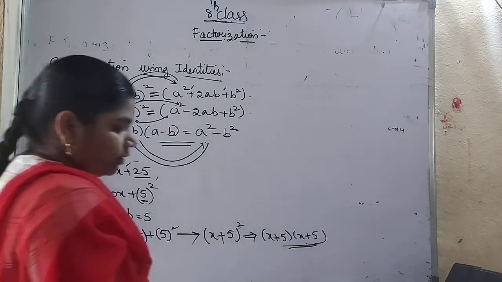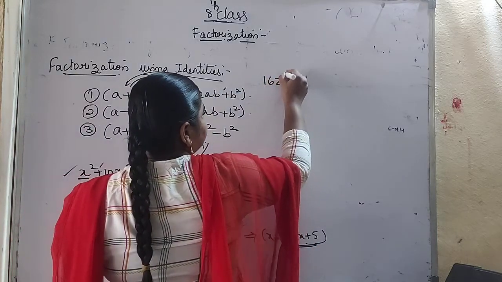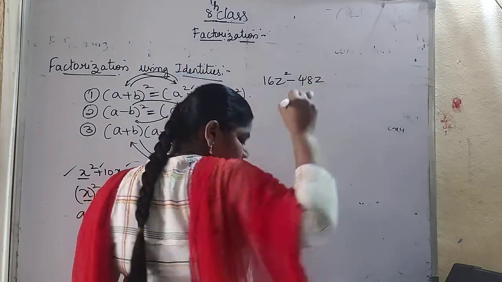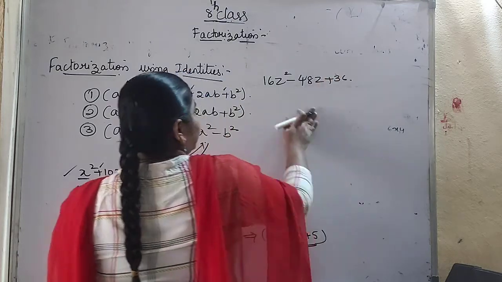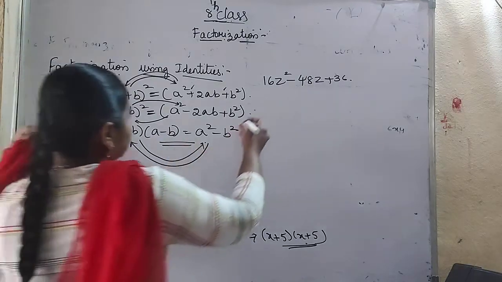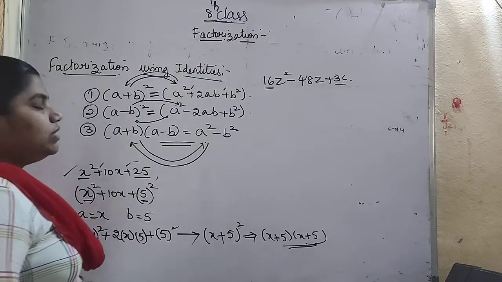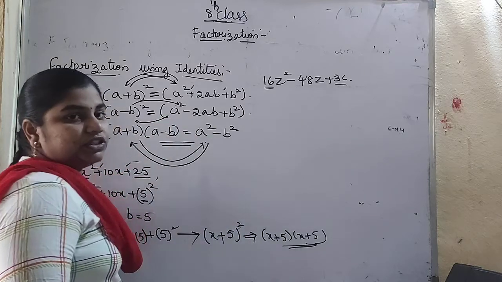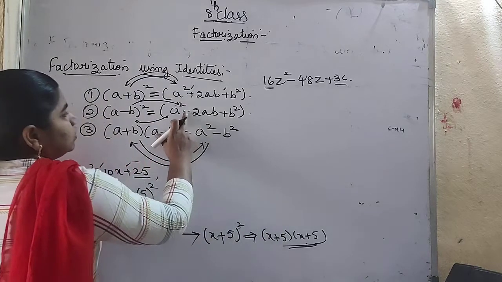Next example I am taking is 16z square minus 48z plus 36. If you check again, 16 is a square term, 4 square is 16, and 36 is also a square term. So we can apply the identity. Which identity can we apply here? We are seeing minus, plus here, so here also minus, plus.